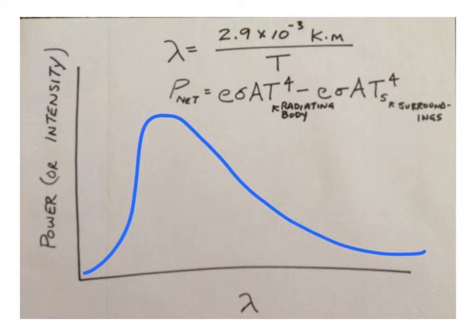All the atoms in an object are not moving or vibrating at the same speed. There's a distribution of energies. Some of the atoms are moving more slowly, some of them are moving more rapidly, but in a hot object, the average speed is going to be higher.